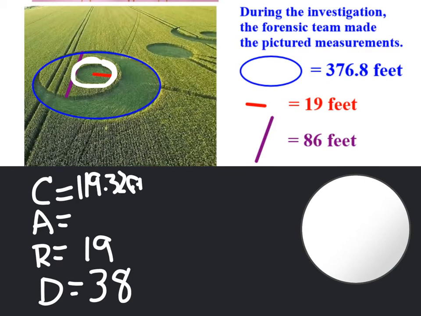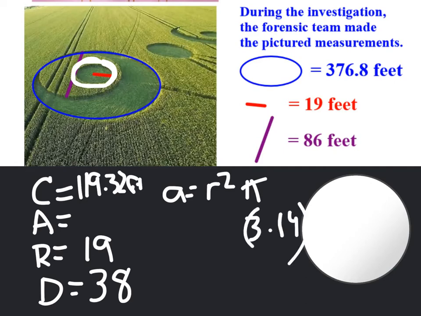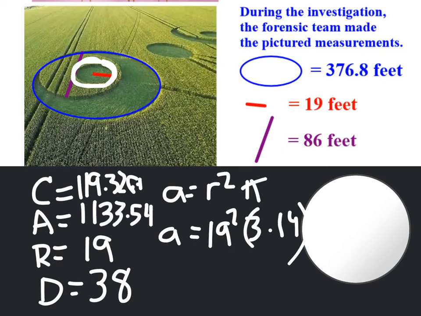Now I'm ready to find the area. Remember, area is radius squared times pi. I know pi is 3.14. I know the radius in this case is 19. So all I need to do is take 19, square it, and take it times pi to find the area. When I do that, I get an answer of 1,133.54. And remember, now we're in area, so it's units squared. That's how many squares it would take to cover that white circle that I've drawn.